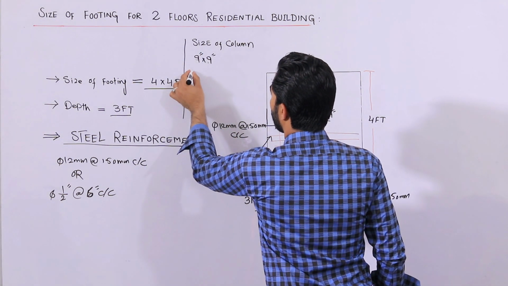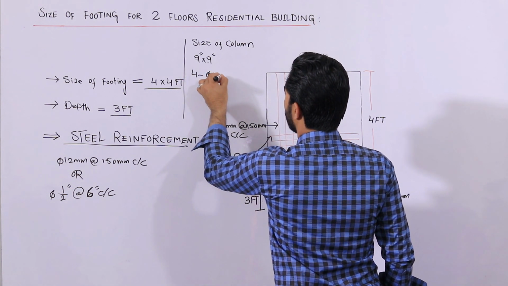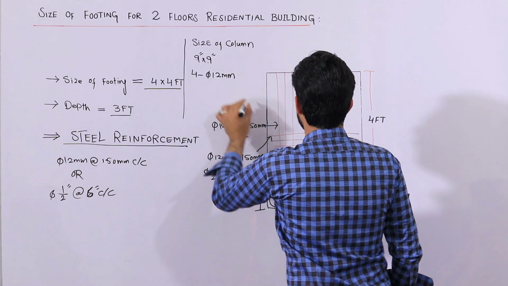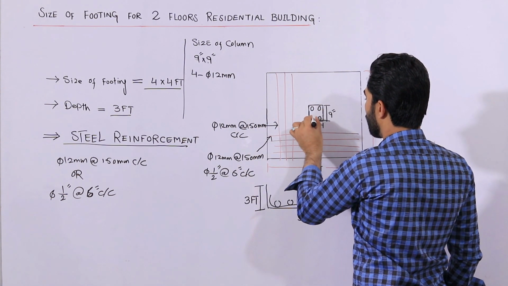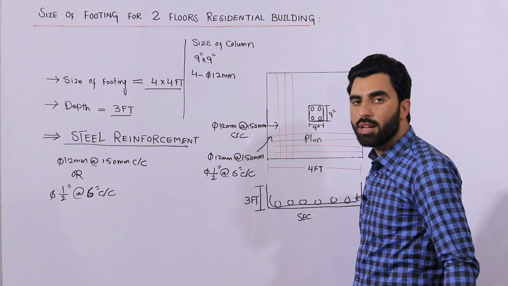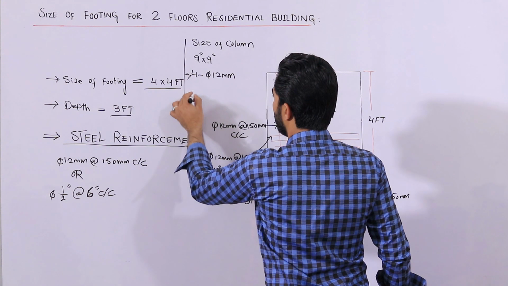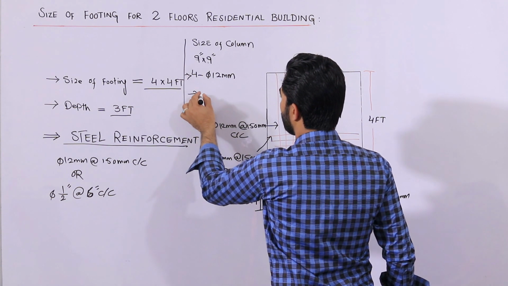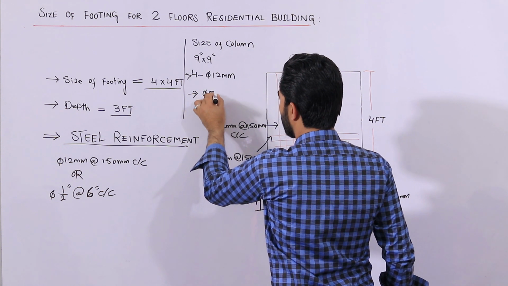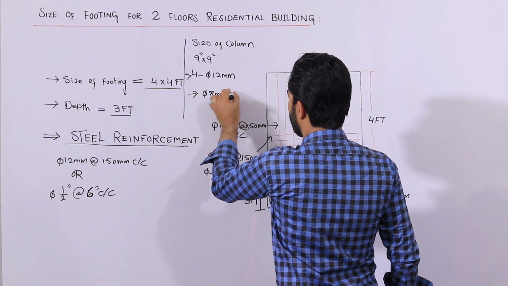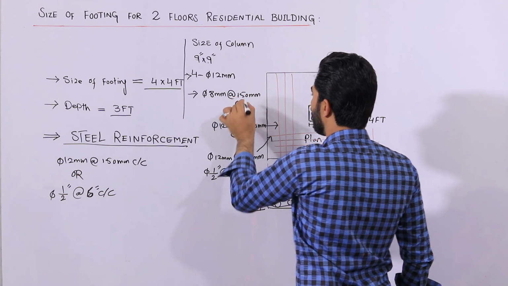Use 4 numbers of steel rods, and the diameter should be 12 mm, in the case of 9 by 9 inch size. Okay, so here guys, the lateral tie diameter, the ring diameter, should be 8 mm with the spacing of 150 mm C/C.